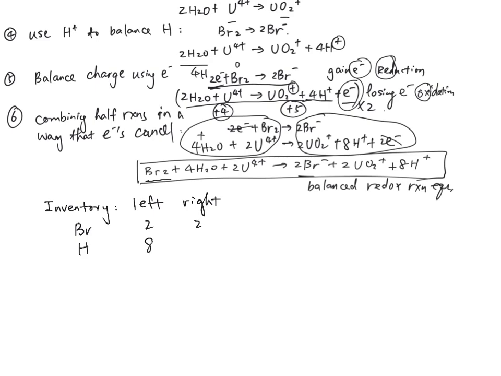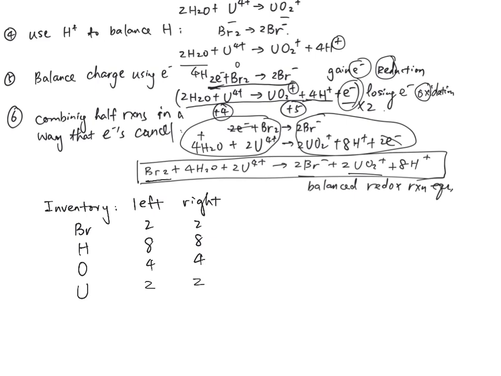So on the left side you have 8 hydrogen. On the right side you'd have 8 H plus. So that's also 8. Oxygen, you have 4 water molecules, so 4 oxygen, and you have 2 UO2 plus ions. So 2 times 2, that's also 4 oxygen. And then uranium. You have 2 uranium 4 plus ion, that's 2 uranium atoms. And then you have 2 UO2 plus, so also 2.